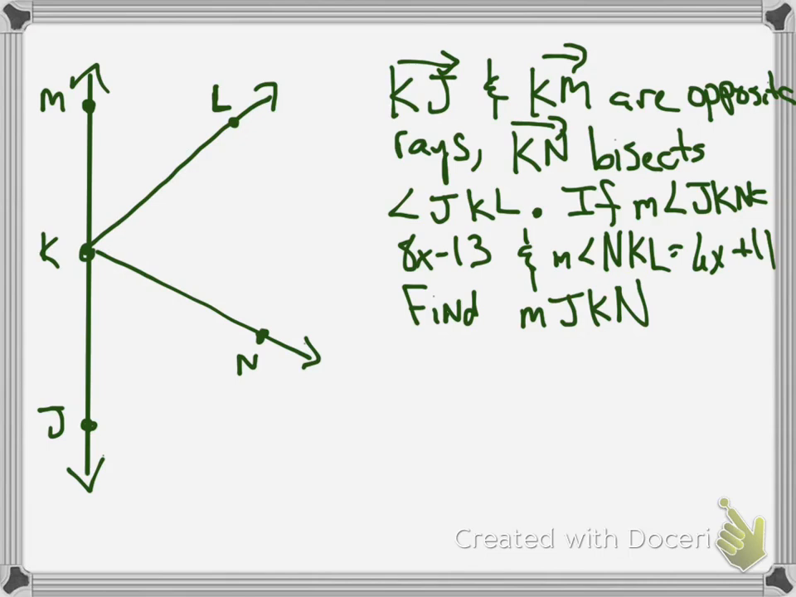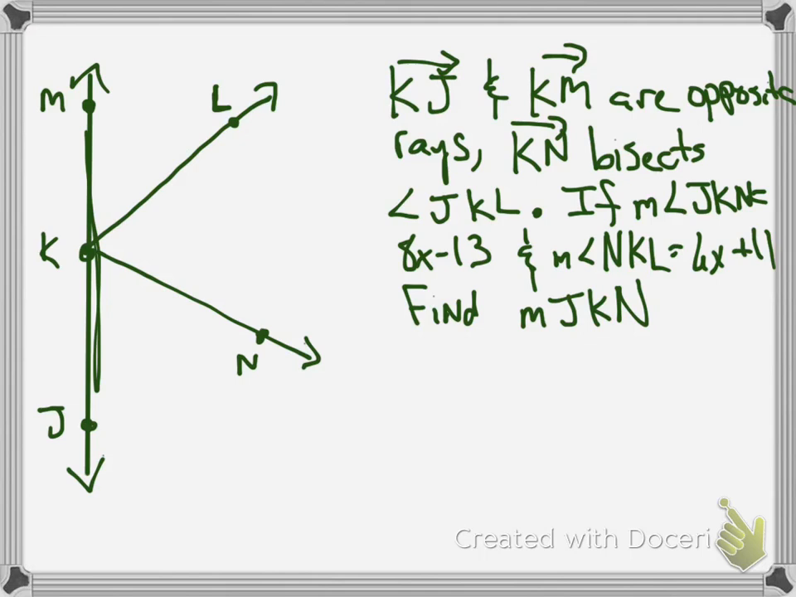Okie dokie. So here we have this drawing, and we're saying that rays KJ and KM are opposite rays. So these two are opposite of each other. Okay? KN bisects JKL. Now again, I didn't draw this to scale because I just freehand draw this. So don't start trying to say, oh, well, I measured this, sir, and it came out wrong. Don't be that technical. Anyways, I'm now saying that this KN divides JKL evenly.